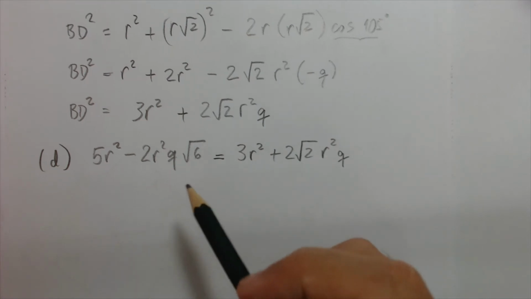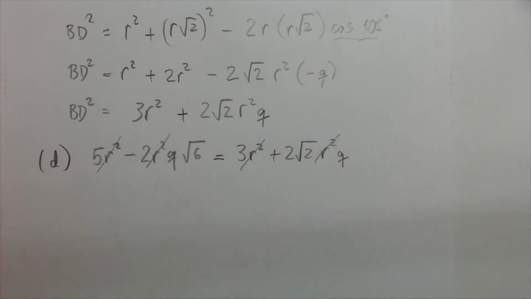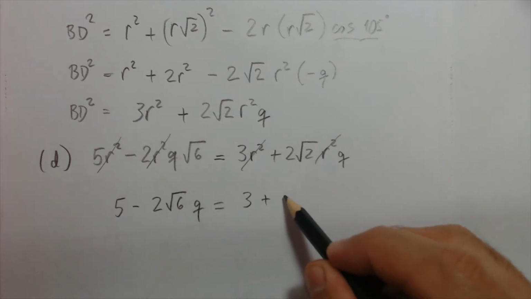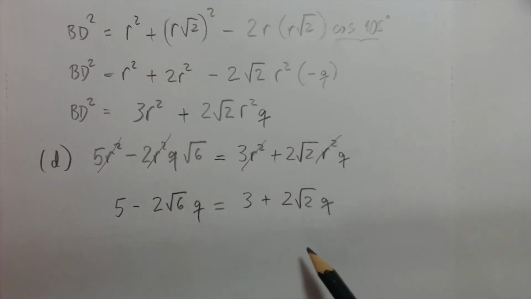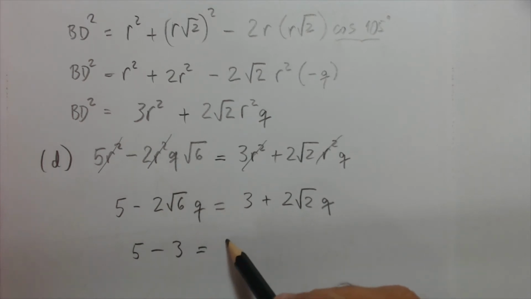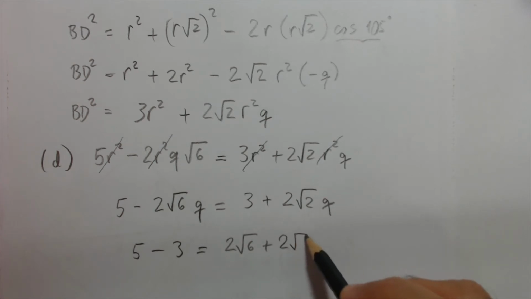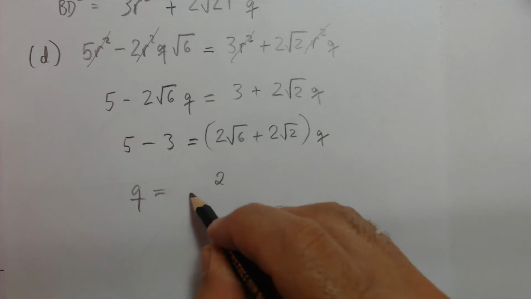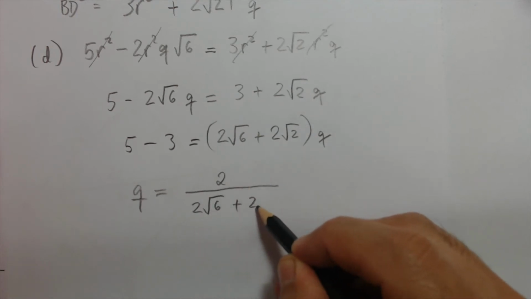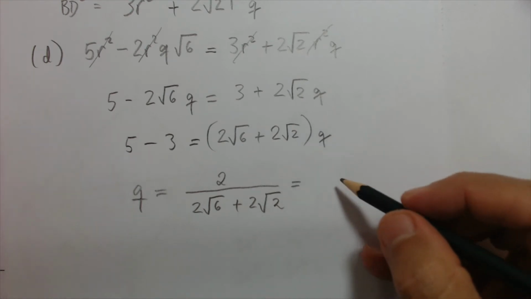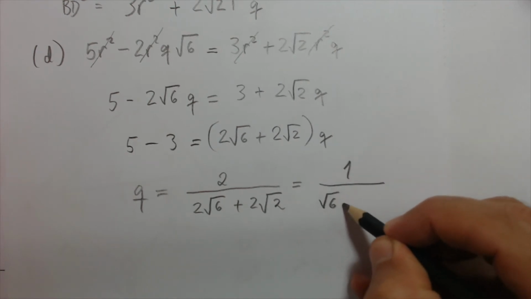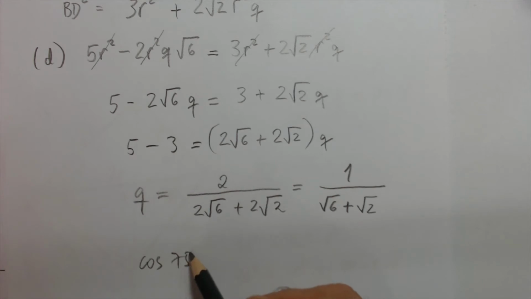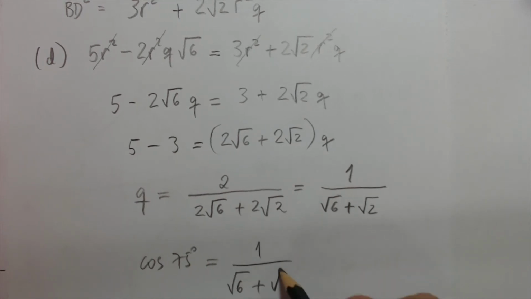First, we note that all the terms have r squared, so we can divide the whole equation by r squared. So 5 minus 2 root 6 q is equal to 3 plus 2 root 2 q, and 5 minus 3 is equal to 2 root 6 plus 2 root 2 q. So what is q? q is going to be 2 over 2 root 6 plus 2 root 2, and then if we divide both numerator and denominator by 2, we get 1 over square root 6 plus square root 2, and q is exactly cos 75, so that's why cos 75 is 1 over root 6 plus root 2.